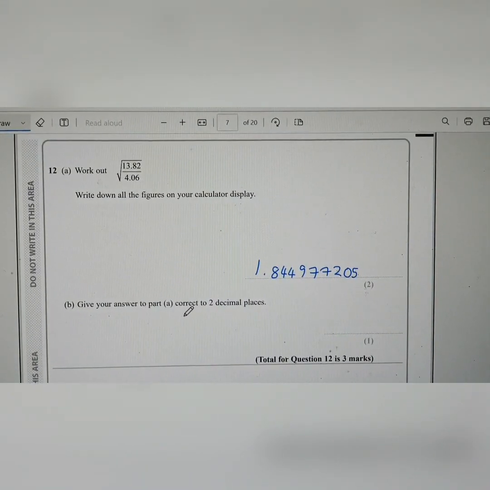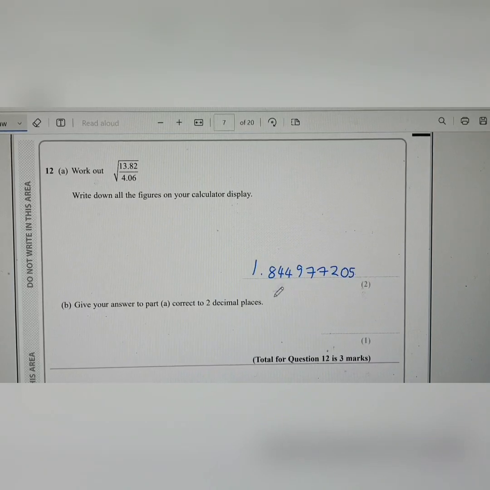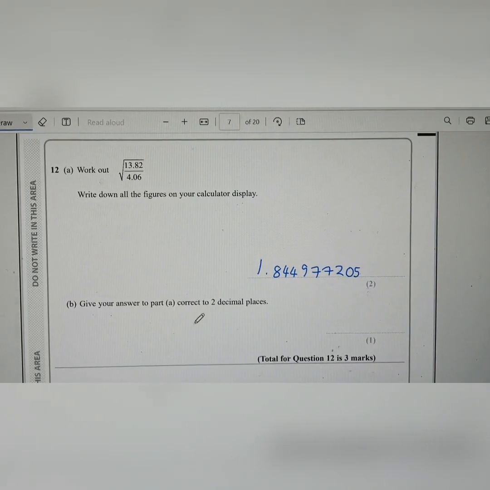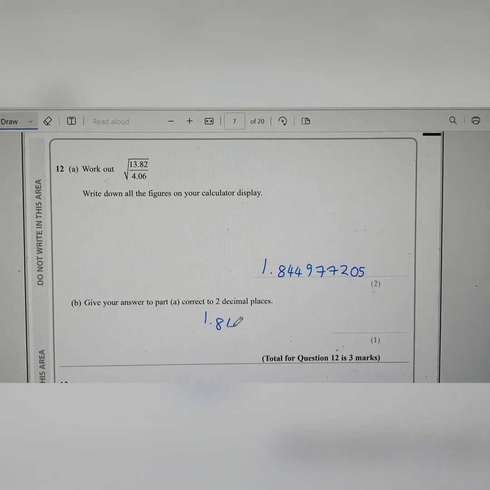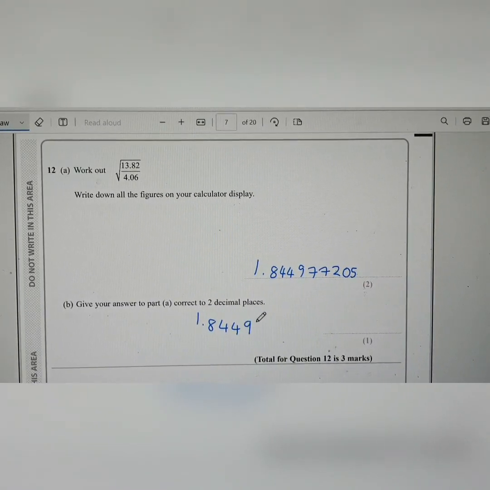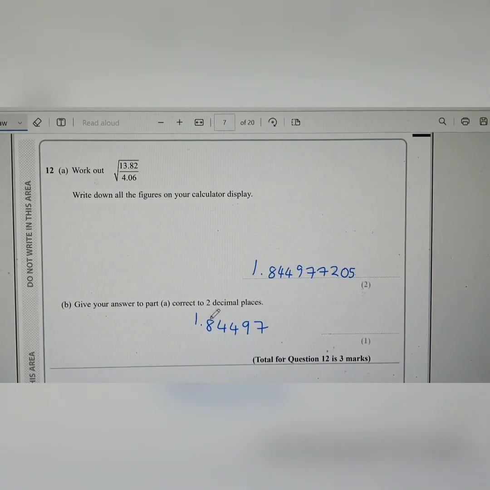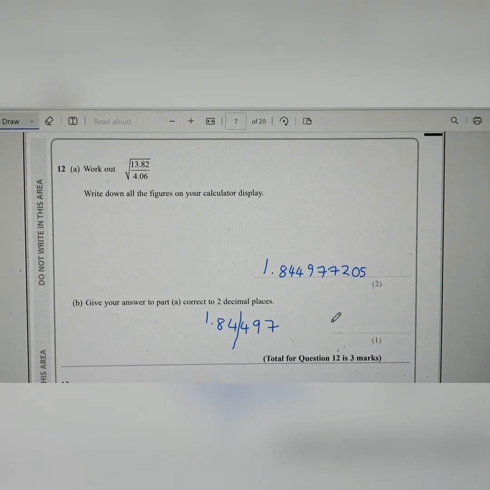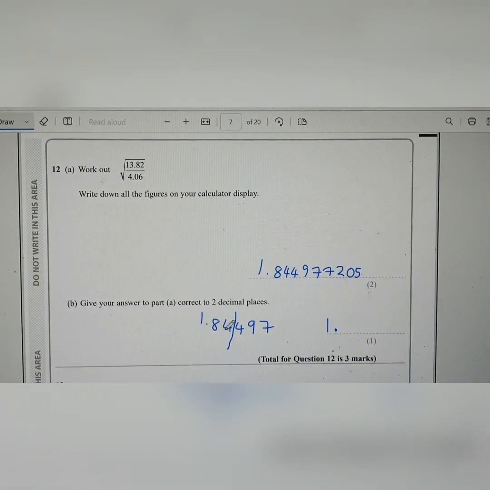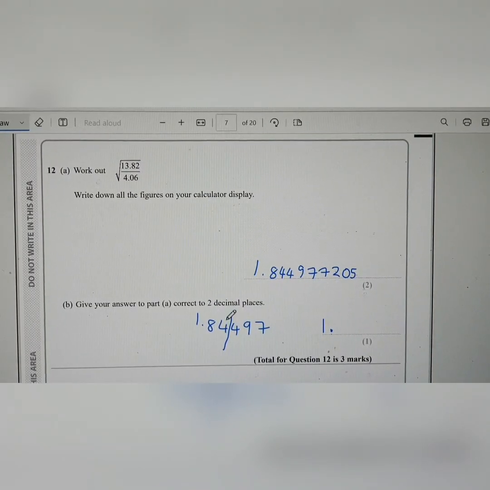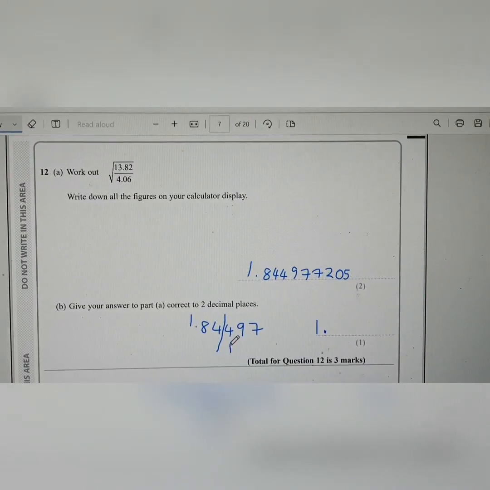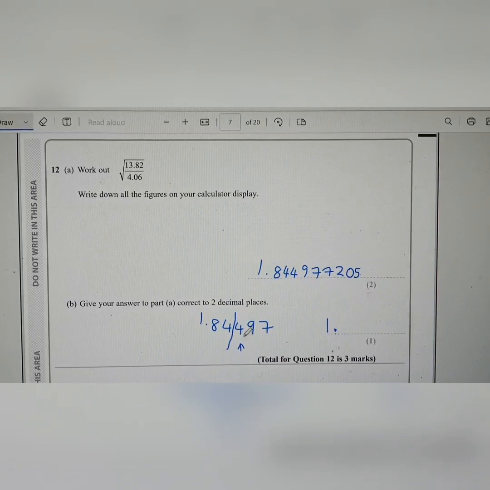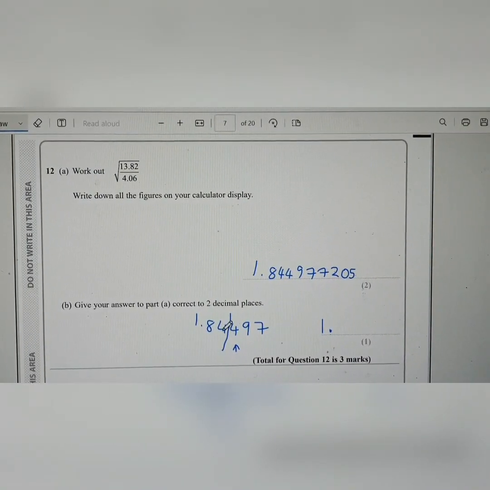Give your answer to part A to 2 decimal places. So I'm going to write it out here again, just the first few digits. I need to put a line through here. So it will start with 1 point something. So will it be 84 or 85? And this digit here determines whether you change this 4 to a 5.